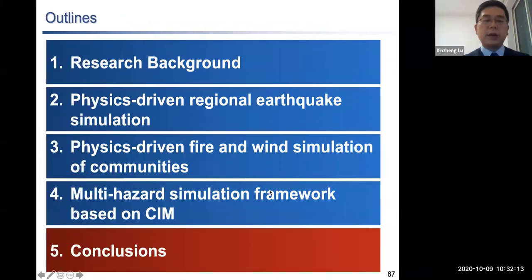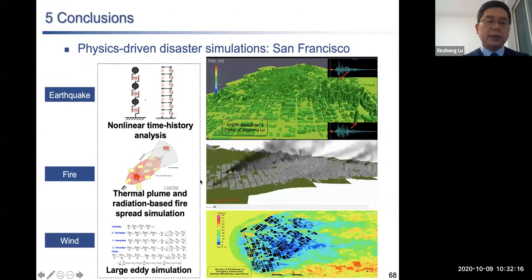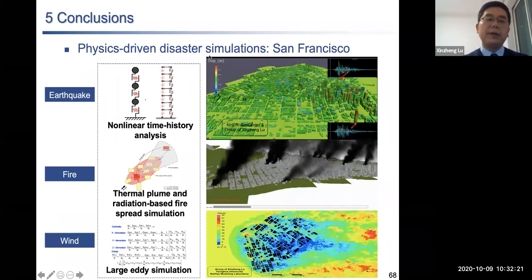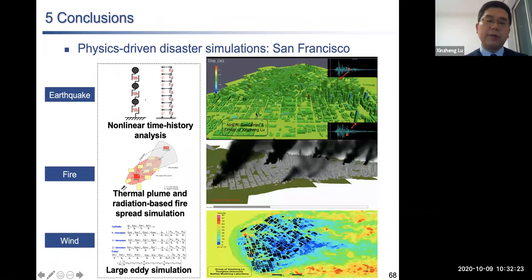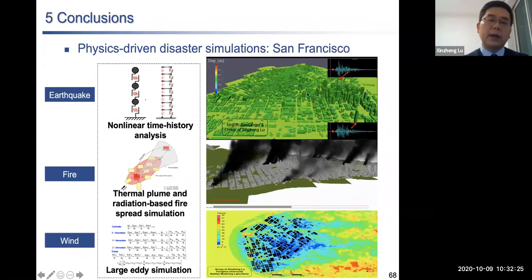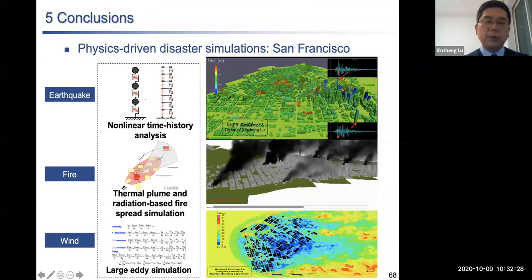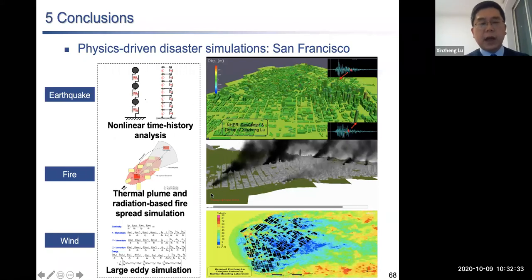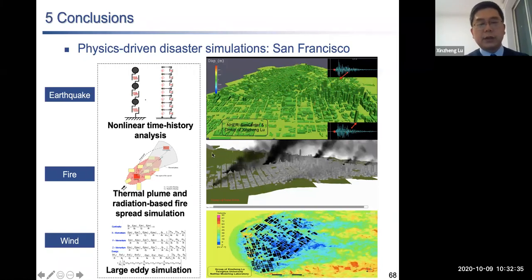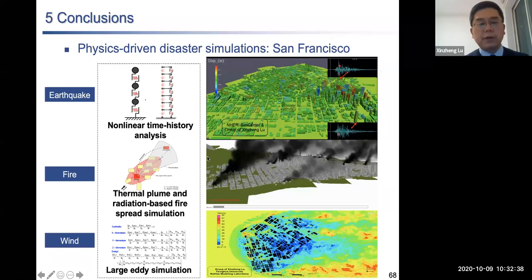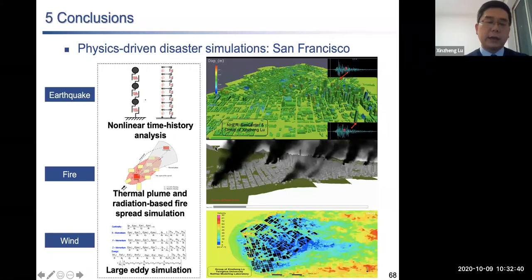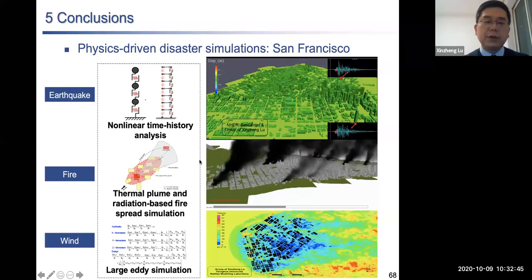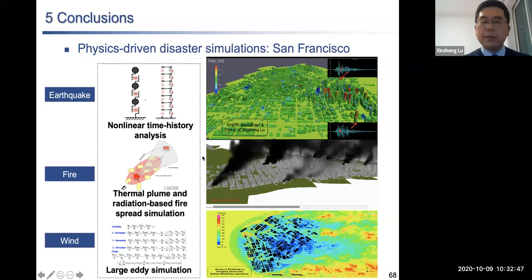So with all this technology, we come to our conclusion: with physics-driven simulation, for example, taking San Francisco as an example, we can do the earthquake simulation, fire simulation, and the wind simulation. And all these simulations are more adaptive and reliable, and the visualization is very realistic for professional people to understand. And in the future, all these models can be based on the city information model to provide the uniform data format for the simulation.